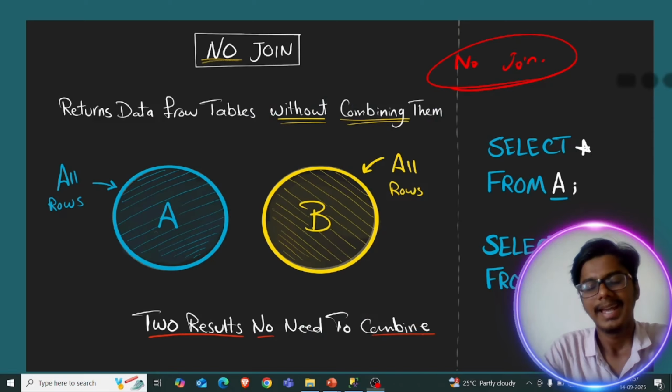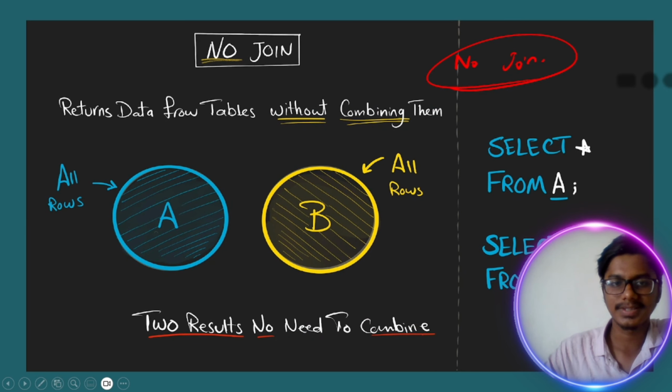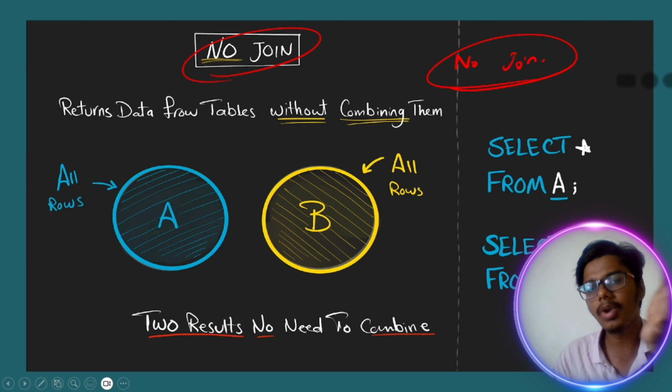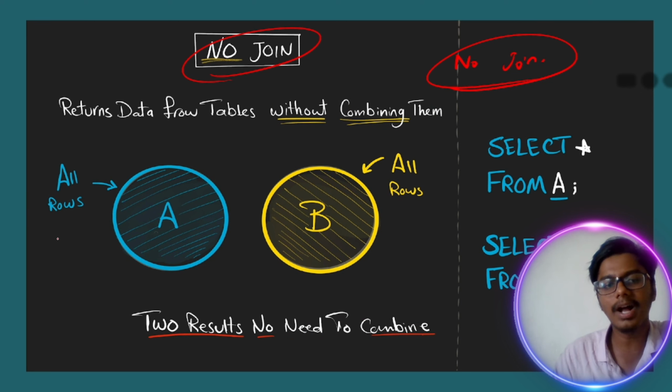So yes guys, let's get into the types of joins. First of all, let me discuss the no join. No join means we are not joining the tables. All the tables, all the rows.